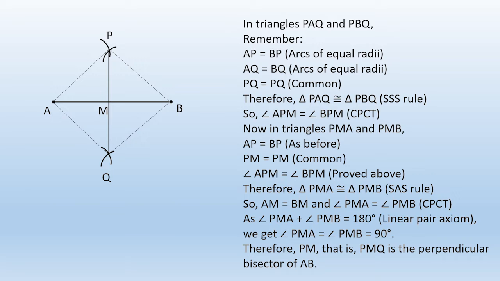As angle PMA plus angle PMB is equal to 180 degrees by the linear pair axiom, we get angle PMA is equal to angle PMB, that is 90 degrees. Therefore, PM, that is PMQ, is the perpendicular bisector of AB.